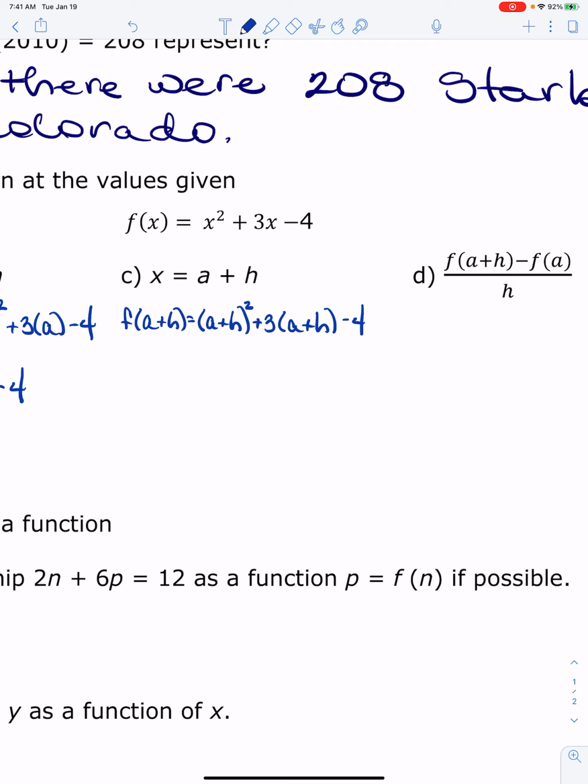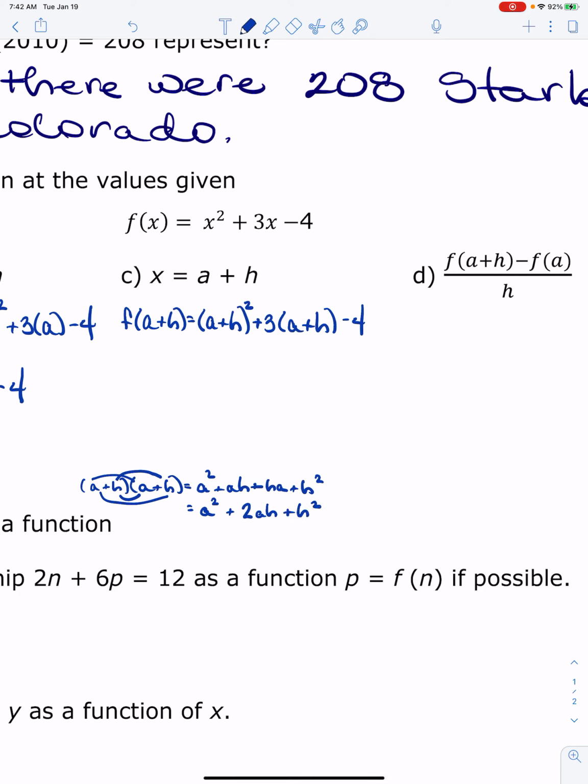Okay. Now that a plus h squared, I'm going to multiply down here really quick. A plus h times a plus h. Firsts give us a squared. Lasts, corner. Outsides, insides, and of course ah is the same as ha.